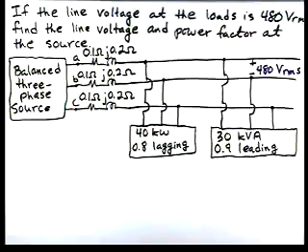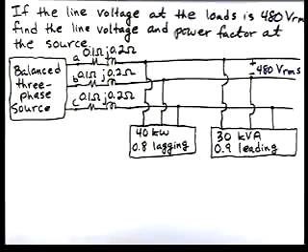In this problem, we're asked to find the line voltage and power factor at the source if the line voltage of the loads is 480 volts RMS. We have a balanced three-phase source. We have a line that has an impedance of 0.1 plus j0.2, and we have two loads. The line voltage over those loads is 480 volts RMS.